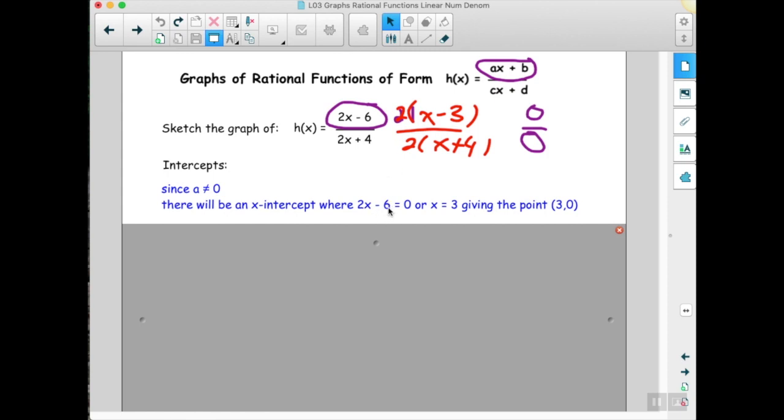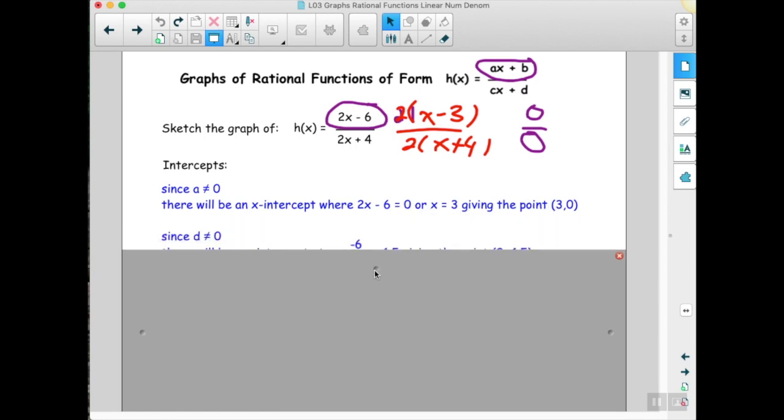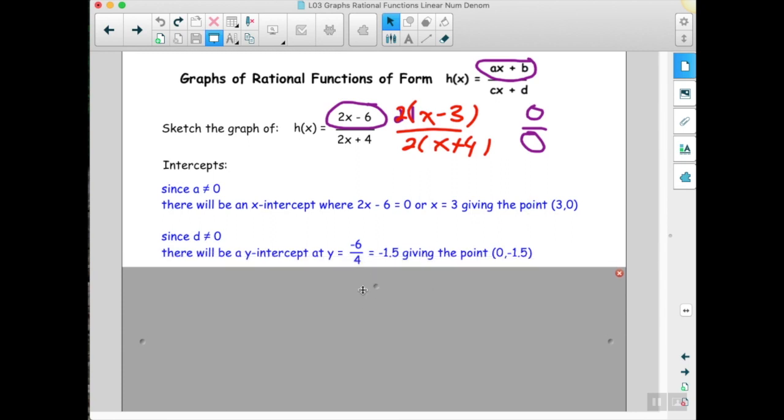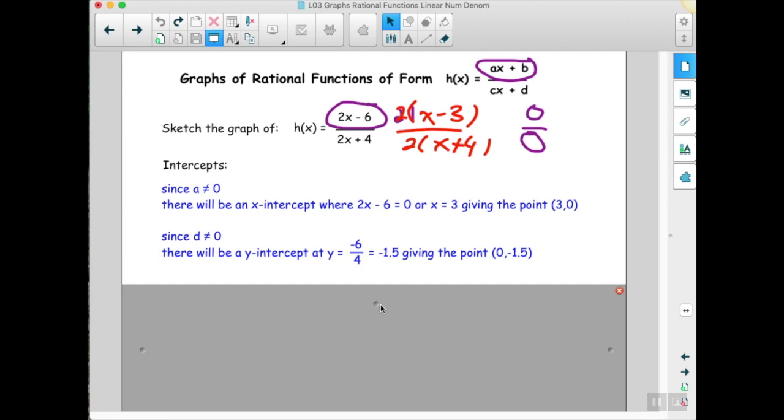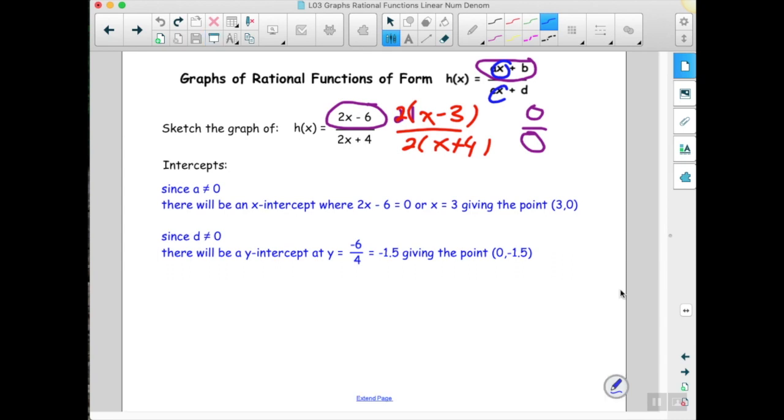So 2x minus 6 is 0 when x is 3. And when x is 3, the denominator is not also 0. So we're definitely going to have an x-intercept at 3, 0. When I'm trying to find the y-intercept, what I'm going to do is I'm really going to be plugging in 0 here and here. So let's get rid of that so I can have some space to work. So we'd be looking at 2 times 0 minus 6 over 2 times 0 plus 4. That's going to give us negative 6 over 4. So that's where that came from.